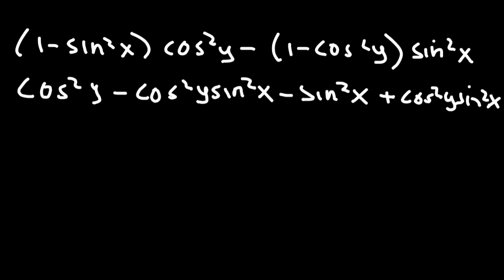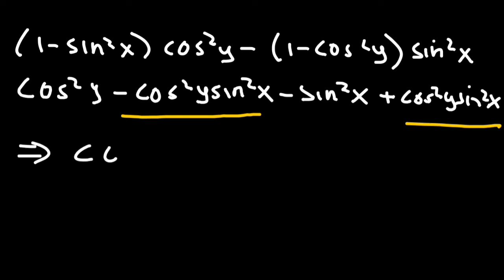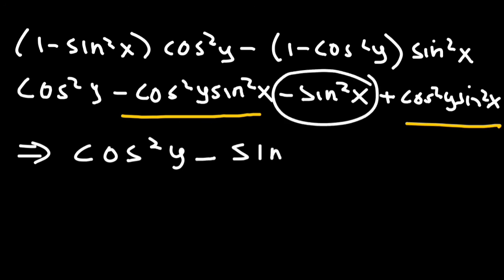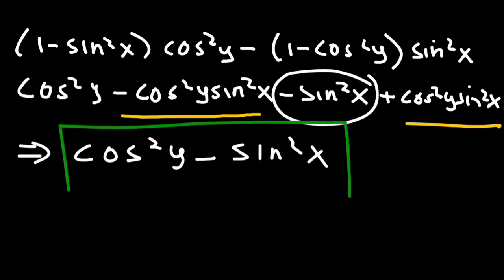Okay, so if you look here, you're going to see that this and that are the same but opposite, and when we add them, that gives us 0. So now our final answer is going to be cos squared y minus sine squared x. So this is our final solution. This is what we had on our right hand side.